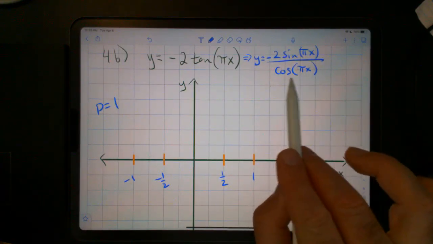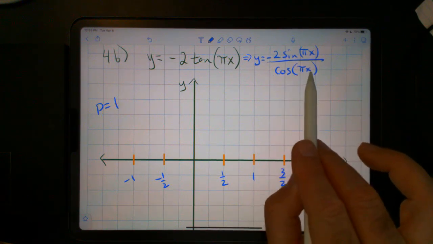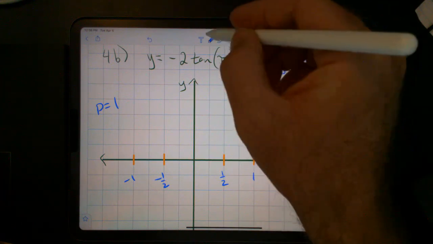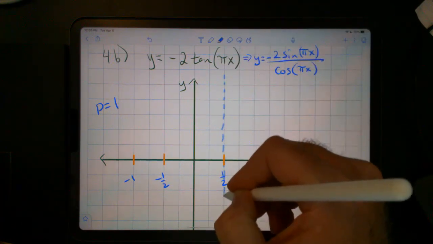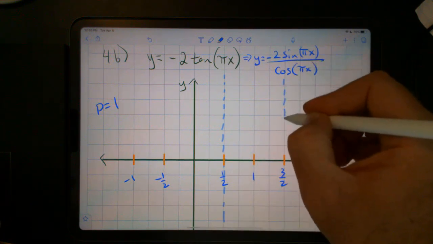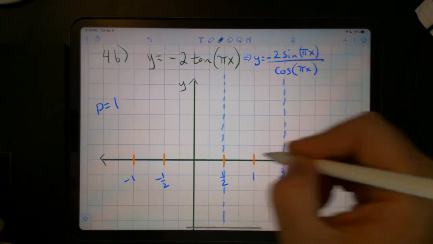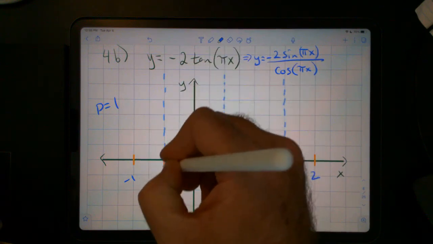When is your denominator equal to 0? When x is 1/2. All of this is pi over 2. So when x is 1/2, there's an asymptote. Since your period is 1, there's an asymptote.